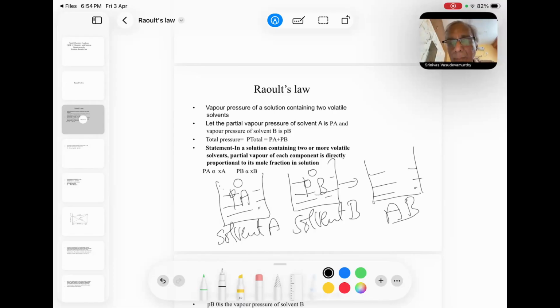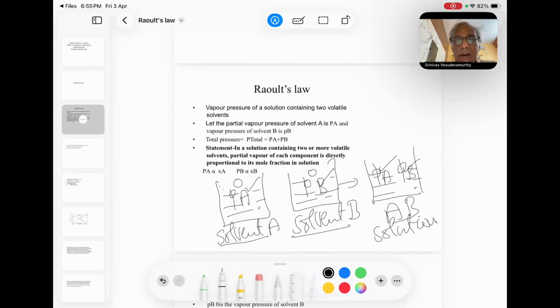Now, in AB, the partial vapor pressure of A is PA, and the partial vapor pressure of B in AB is PB. AB is the solution, made by mixing two volatile solvents, A and B. The vapor pressure of pure solvent A is P naught A, of pure solvent B is P naught B, and in the solution AB, the vapor pressure of solvent A is PA and of solvent B is PB.